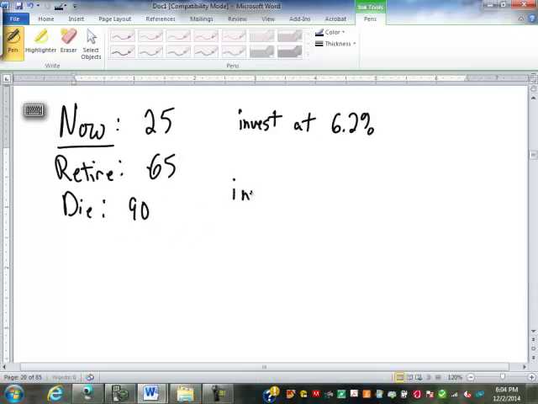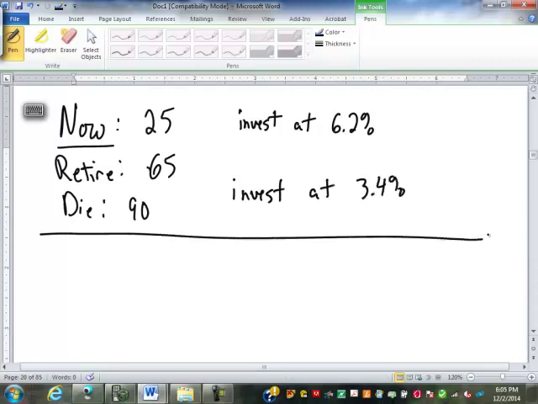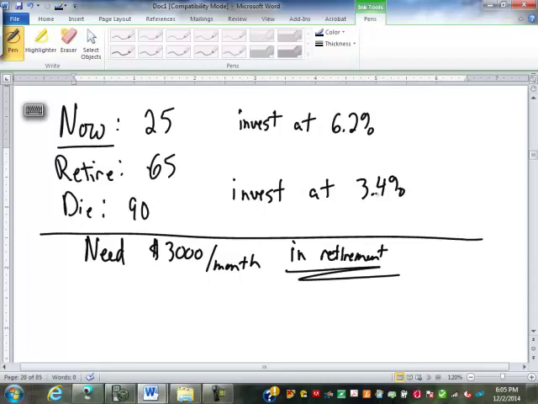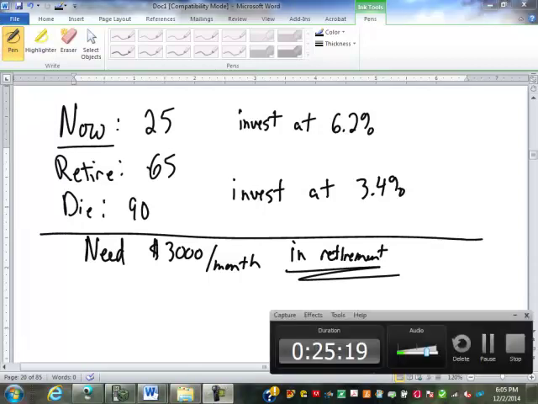Your retirement investment, you can invest at 3.4%. If you figure you are going to need $3,000 per month in retirement. Tell me how much you need to put away every month from 25 to 45. I'm going to pause this.